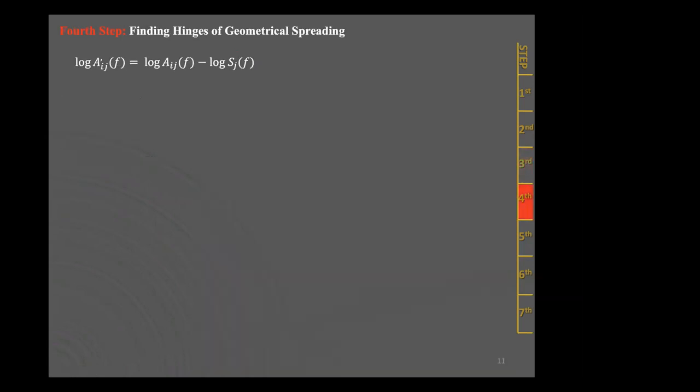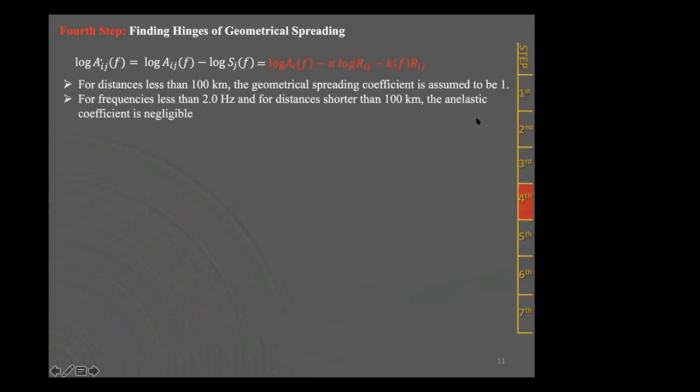So in the next step, we are going to find the hinges of geometrical spreading. We already saw that when you correct the Fourier amplitude spectra for the site term, you will get this A prime IJ, which is the site corrected amplitude spectra, and it's equal to this equation. This is anelastic attenuation, again, geometrical spreading and the source term.